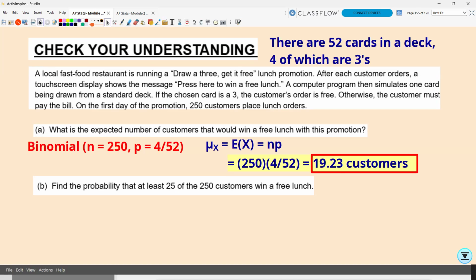Not bad. Part B, find the probability that at least 25 of the 250 customers win a free lunch. Now, this is a situation where you do not want to do this by hand. At least 25 of the 250, that's a lot of number crunching. So we're going to use our calculator. At least 25 is greater than or equal to 25. Remember, our calculator for CDF only goes at or below. So we want to subtract the probability of getting less than or equal to 24 from 1. Let's use our calculator's binomial CDF to get that answer.